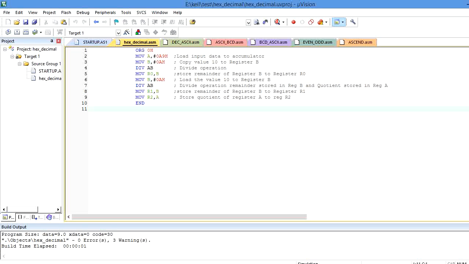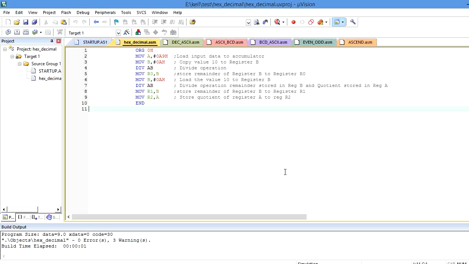Hello student, now we will discuss the program of hexa to decimal conversion by using assembly level language program. Here we already written the program for conversion of hexa to decimal value.